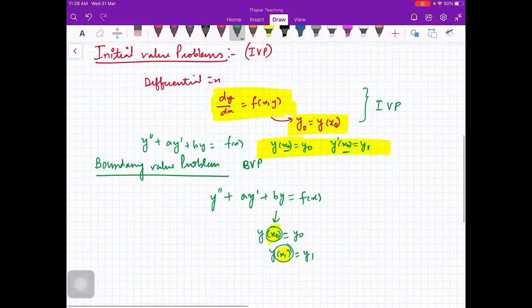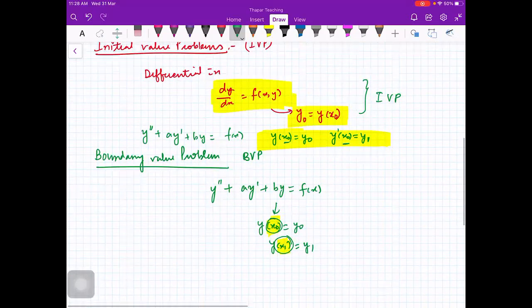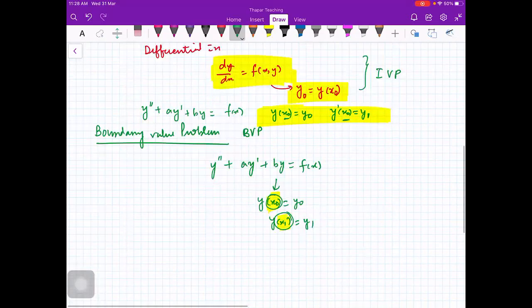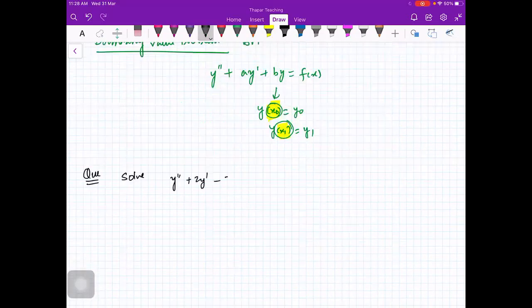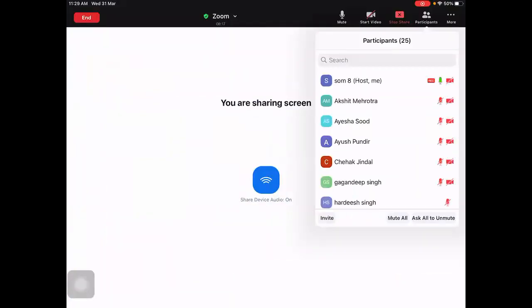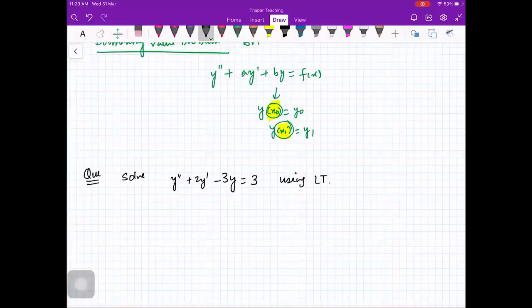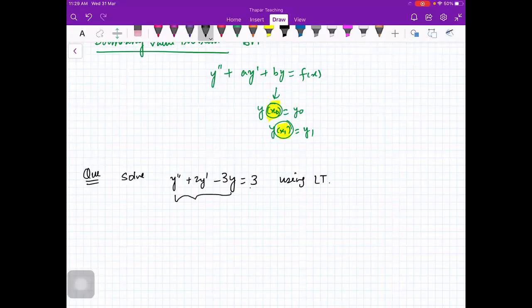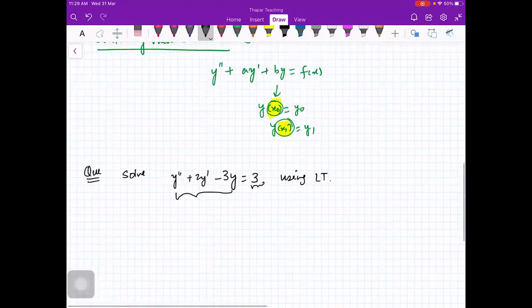I will directly take a question. Solve y double dash plus 2y dash minus 3y is equal to 3 using Laplace transformation. You see, we have already solved this equation in the last chapter. Is this clear? You can do it, right? We did this in the last chapter's question. How would you do it? First you solve the homogeneous equation, then apply the method of variation of parameters, or the method of undetermined coefficients.